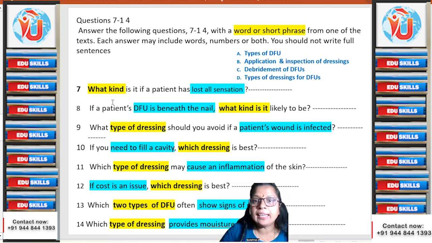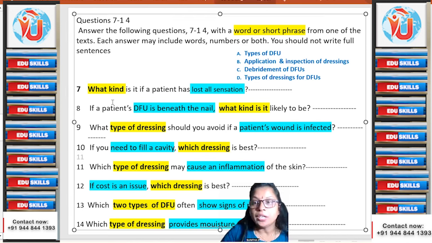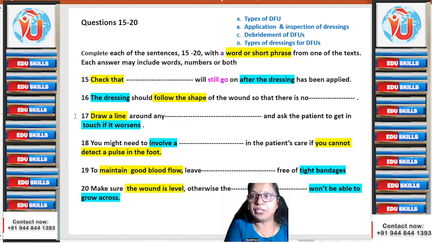And this is the typical example from the OET sample test of how they are paraphrasing the words, both in the text as well as in the questions. Okay, I hope you can understand. 14th question: which type of dressing provides moisture to a wound? Again, it's coming from text D, ma'am. So the key phrase which is helping us to find out the answer is provide moisture to a wound. Clear? Yes. Okay. So we can go for the next 15 to 20 questions.